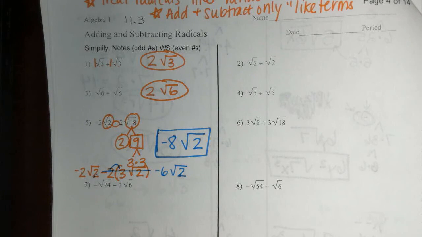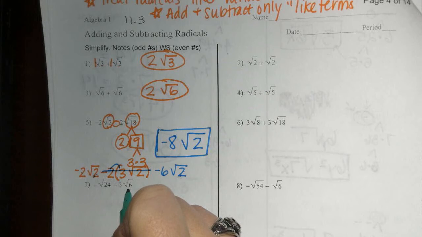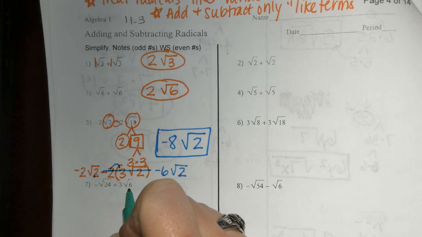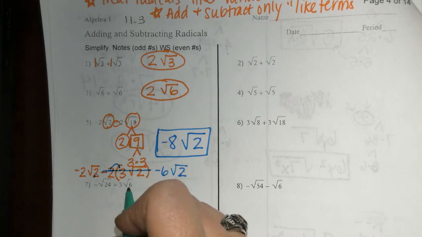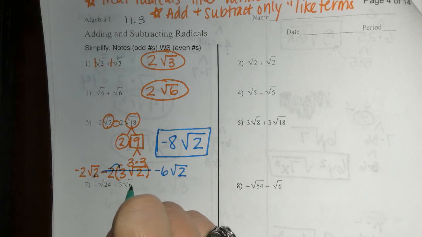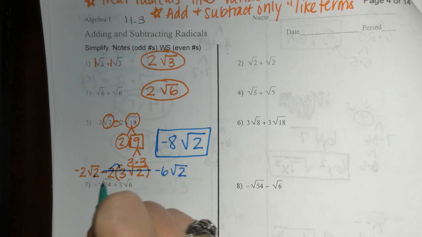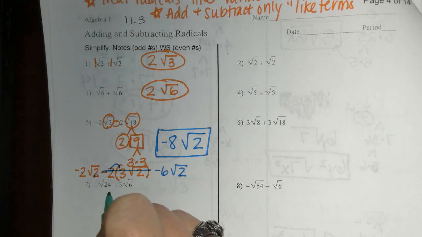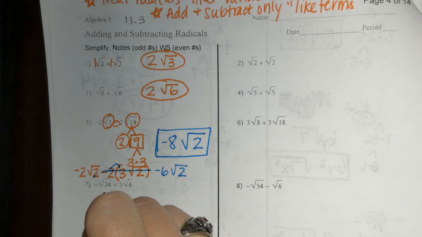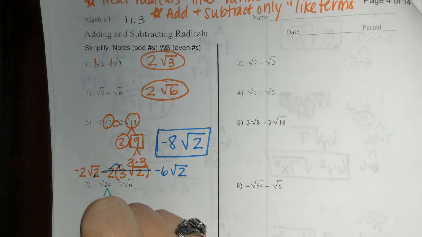Okay, so let's look at number 7. On number 7, square root of 6 is already simplified as much as it can go. Only multiples of 6 are 2 and 3, and those are not perfect squares, besides 1 and 6. So we want to try to get this square root of 24 to be something square root of 6 if possible. So what are some factors of 24 that would make a perfect square? Which one of them's a perfect square?